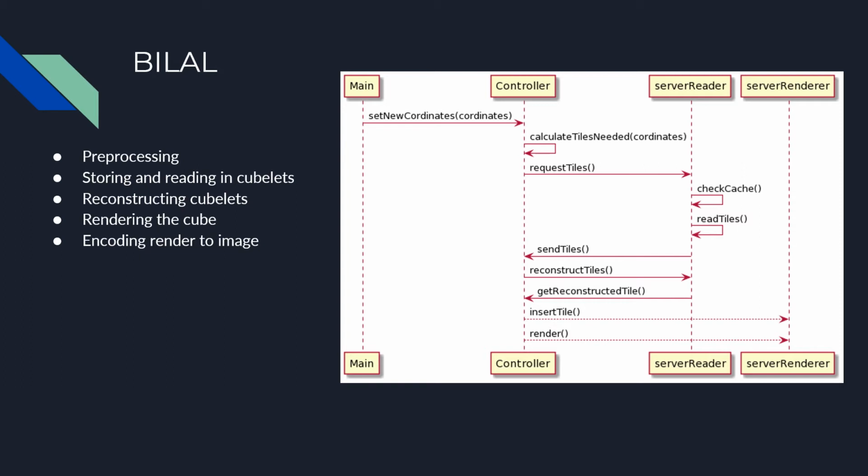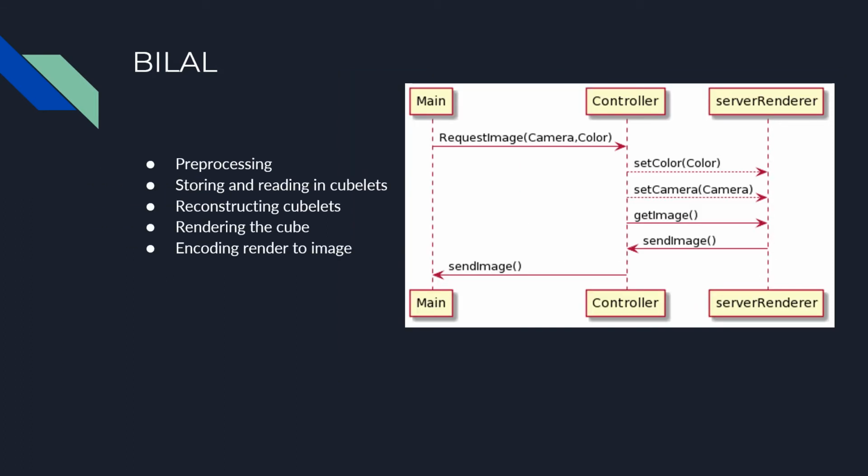This reconstructed 1 gigabyte cube is rendered on the GPU using the VTK library. Then this volume is set to camera and color parameters that are received from the client. Then the volume's front view is encoded to a high-resolution image in JPEG format. Then this image is sent to the client.